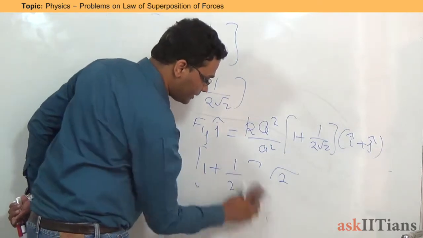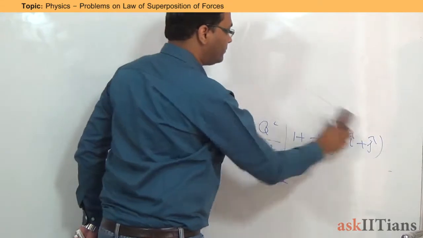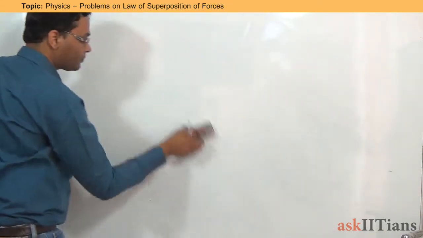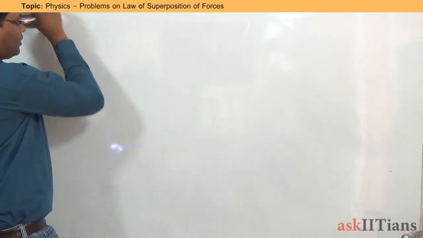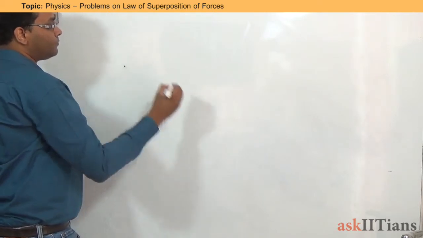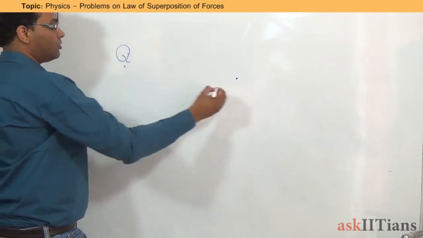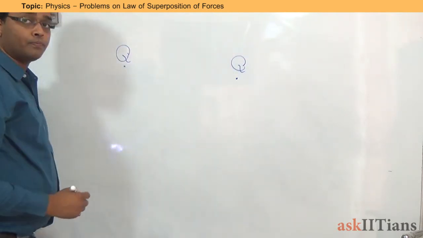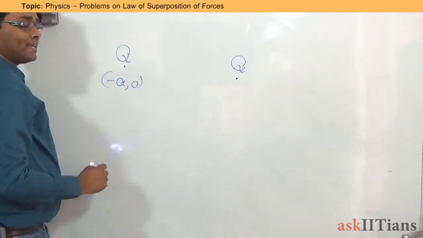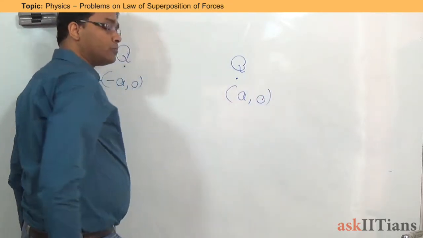Let's now go into the next question. Let me tell you what exactly it is. Okay, so the next question goes as follows. Please try to understand it very clearly. I have two charges, Q and Q. This one I am placing at minus a comma 0, and this one I am placing at a comma 0.